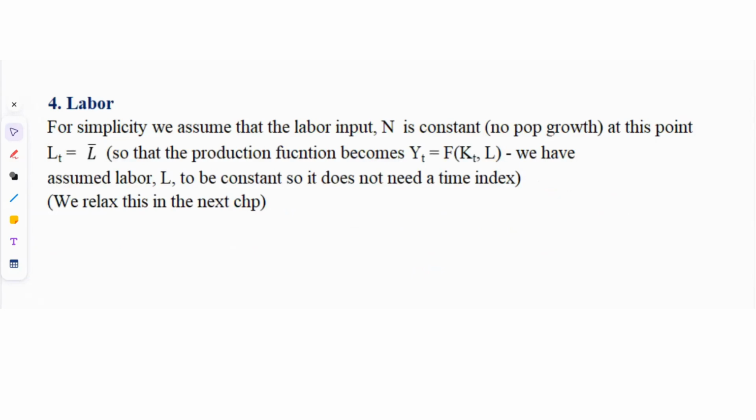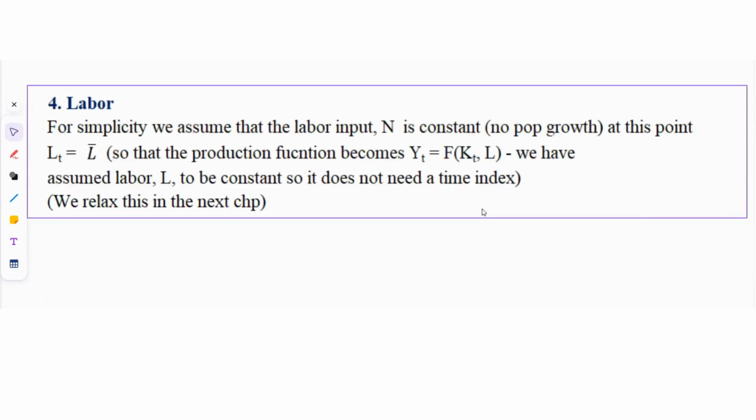Then let's talk about labor in our setup. We discussed our production function. We talked about the investment output relationship. Now let's talk about labor. For simplicity, we're assuming that our labor input L is constant because right now we're looking at the Solow model without any population growth. So for now, we're assuming that L_t is just equal to L bar.